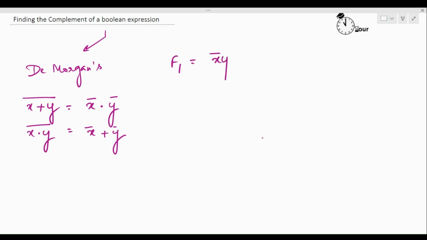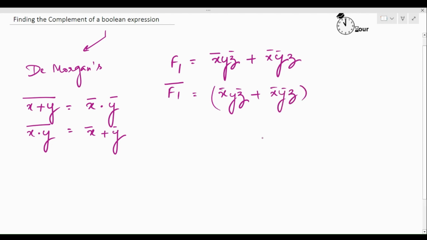Having said this, say I want to find the complement of function f1, where f1 is given as x bar y z bar plus x bar y bar z, and I need to find f1 the whole complement. That means I have to find the complement of this entire expression. It is not as simple as just complementing each literal, because we need to apply De Morgan's law here. So here we can consider this as one literal and this one as my other literal.